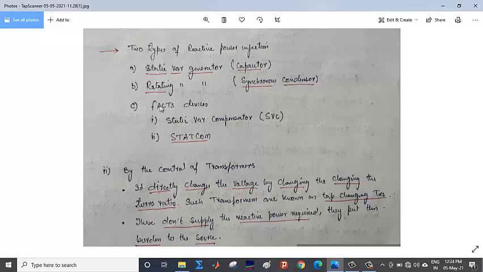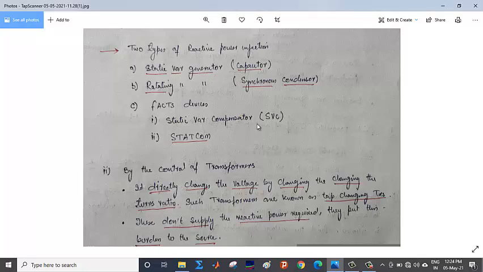We have some other FACTS devices, flexible AC transmission system devices. In that case, we use a voltage control device, the static var compensator, also known as SVC. Please try to remember that these are actually thyristor controlled inductors and capacitors. Another is STATCOM, the static synchronous compensator. They are actually not thyristor controlled. They use IGBTs, or MOSFETs, or other switches which are bidirectional, or which are fully controlled.